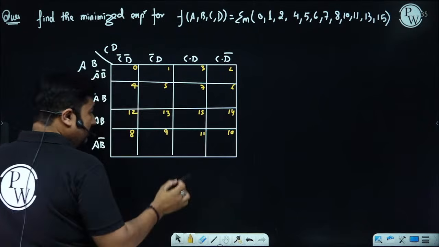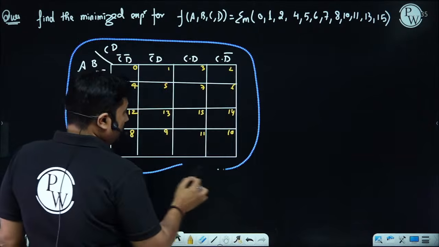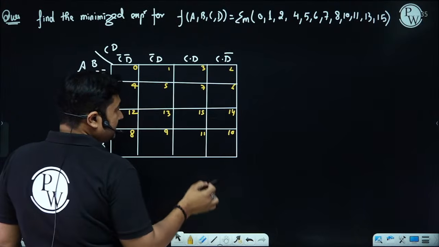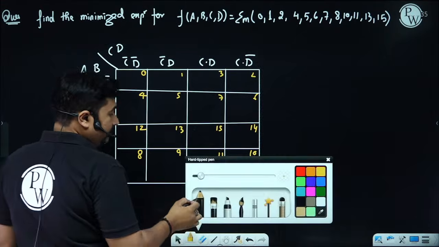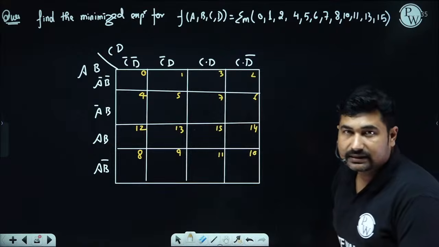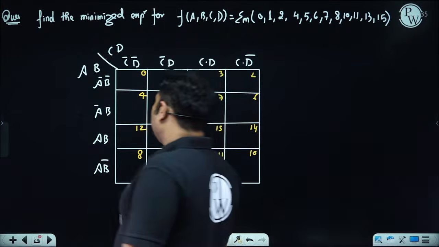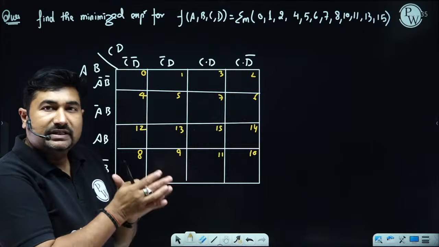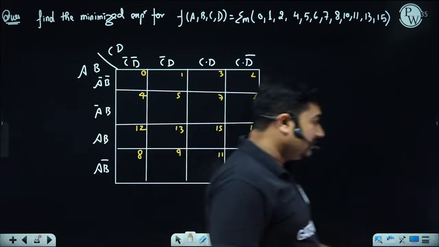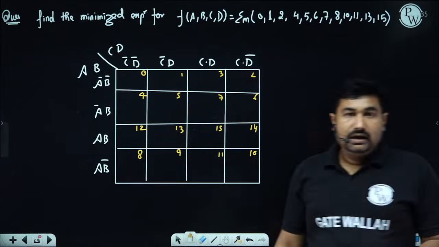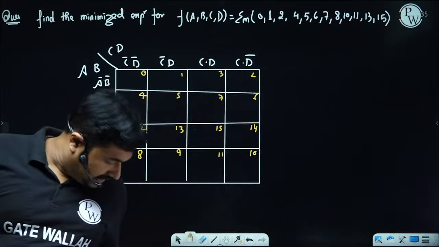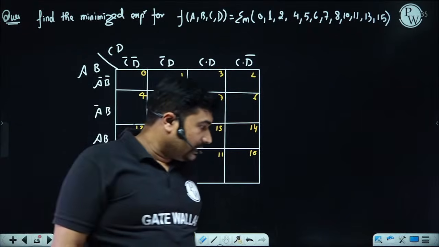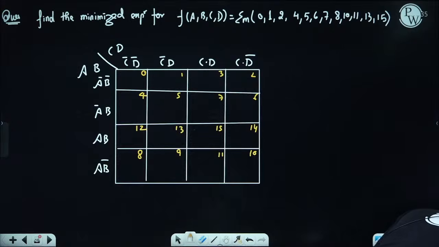Can you please tell me what are the EPIs? What are the prime implicants, essential prime implicants and implicants? Can anyone tell me the number of prime implicants and the number of essential prime implicants? Is it okay, beta ji? If any doubt, please let me know by writing in the comment section, beta ji.